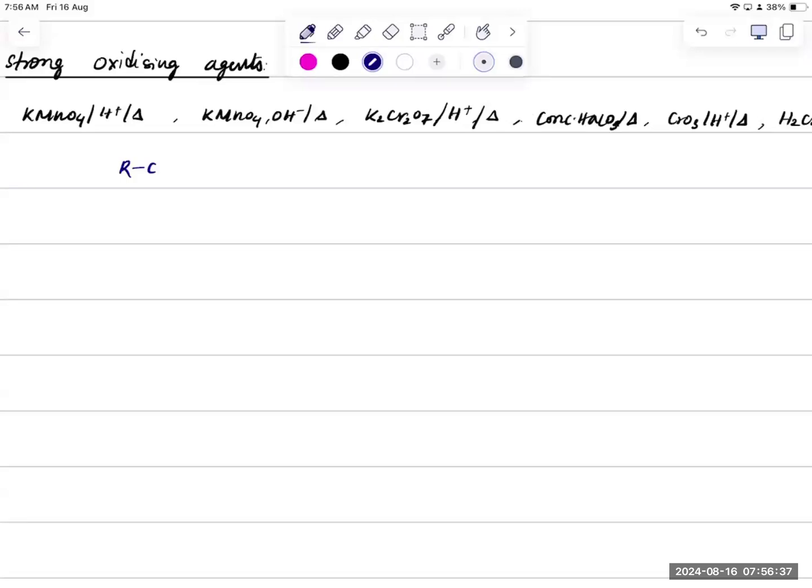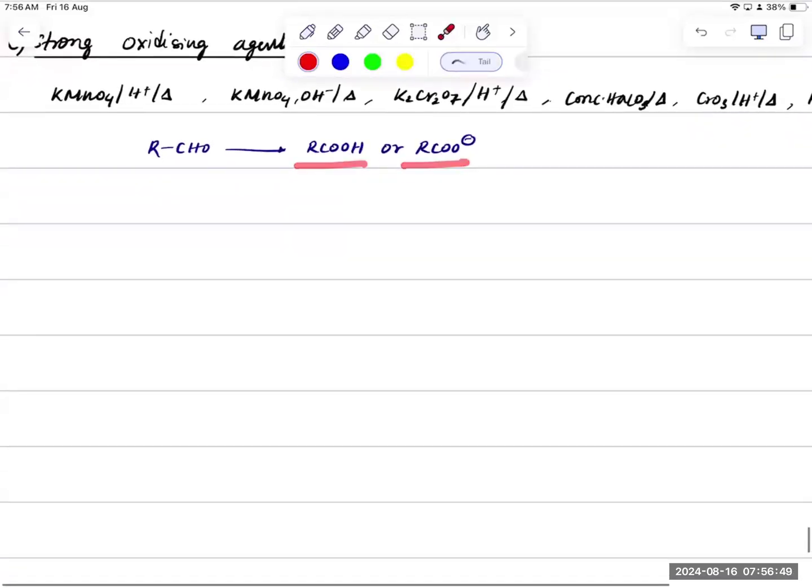If it is an aldehyde, it will convert into an acid. Okay, or acid ion, depending upon whether you are reacting in acidic medium or you are reacting in basic medium. That's how the strong oxidizing agents will oxidize.